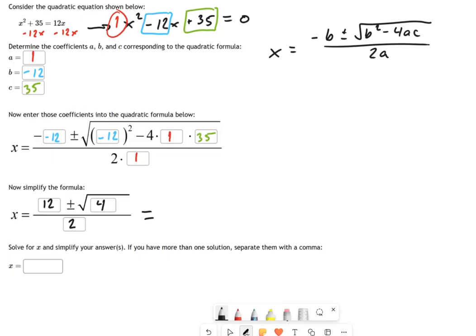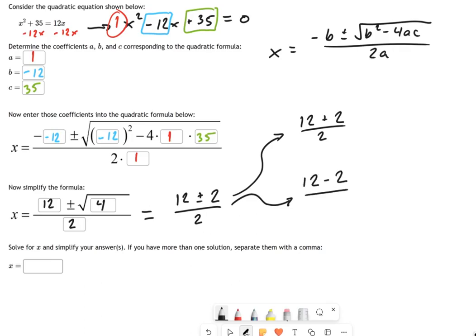And I'm going to try to simplify that square root first before I go anywhere. And I know that the square root of 4 is 2. So I don't say square root of 2. I was about to do that. I say 12 plus or minus 2 over 2. And now let's turn this into two things. One of them is 12 plus 2 over 2. And one of them is 12 minus 2 over 2. That's what the plus or minus means.